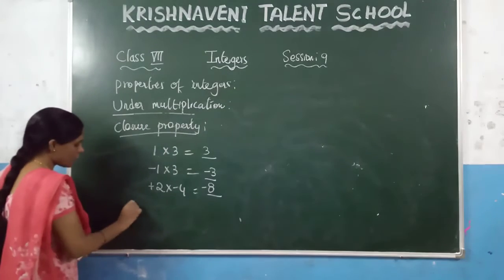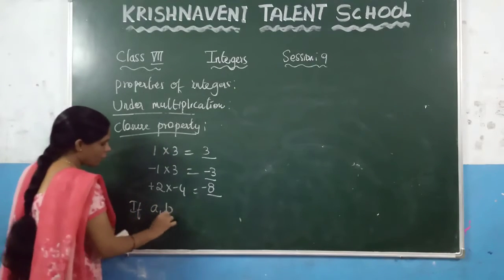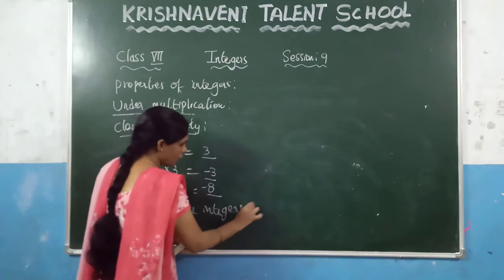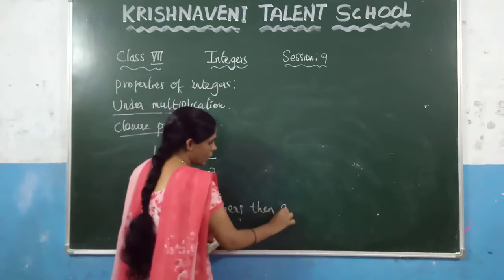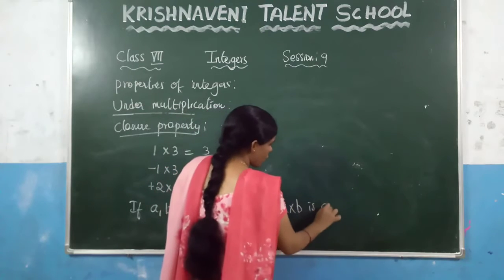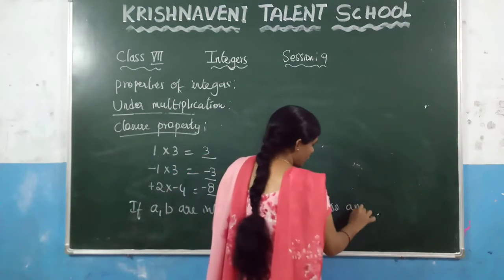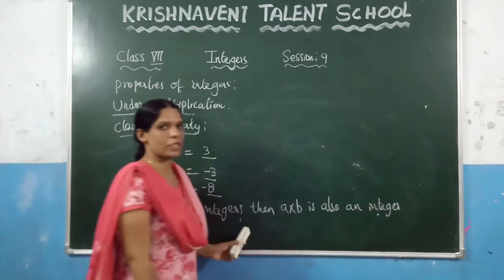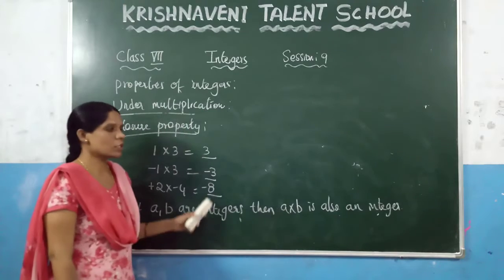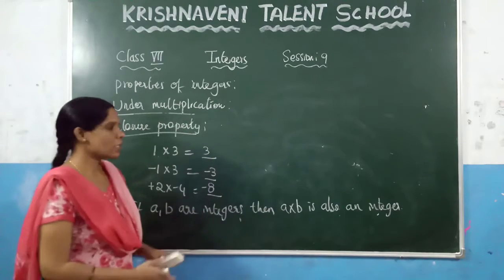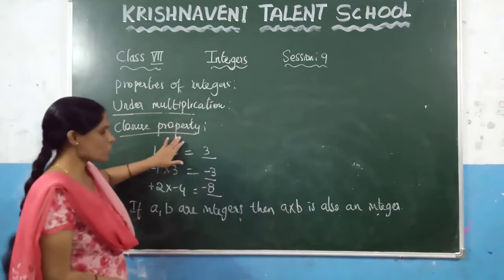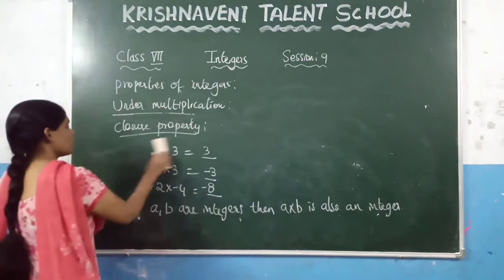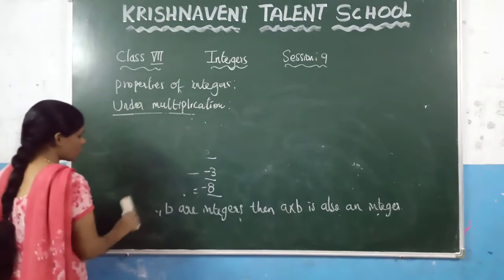So write it here in the form of a statement. If a, b are integers, then a into b is also an integer. That means if you consider any two integers and multiply them, you get the result as an integer. That property we call the closure property under multiplication. Now see the next property, which is the commutative property.